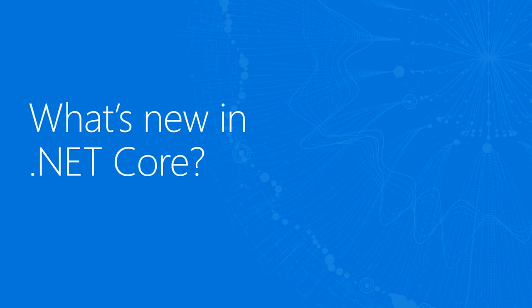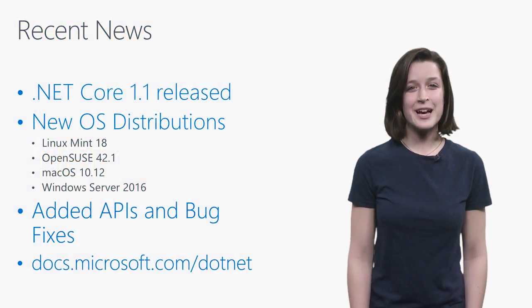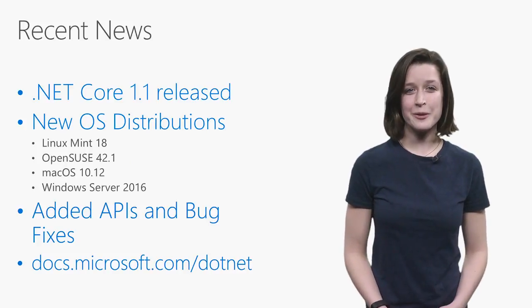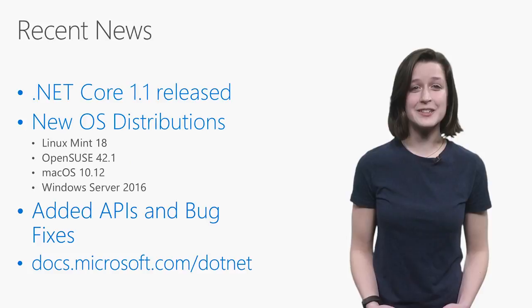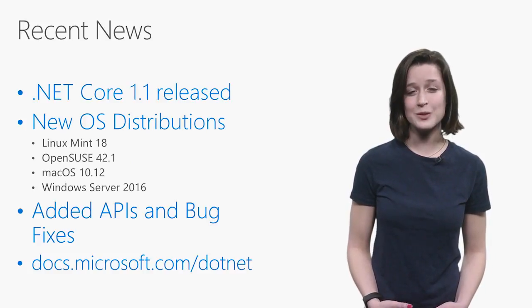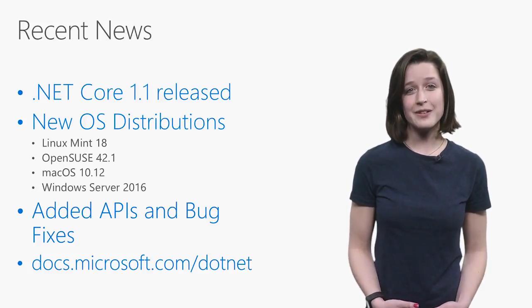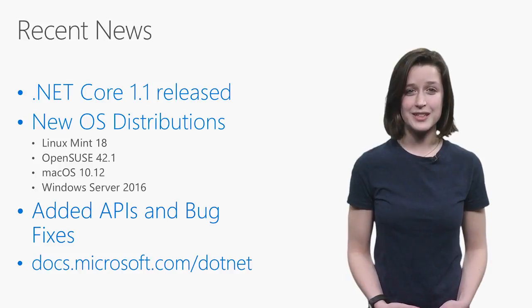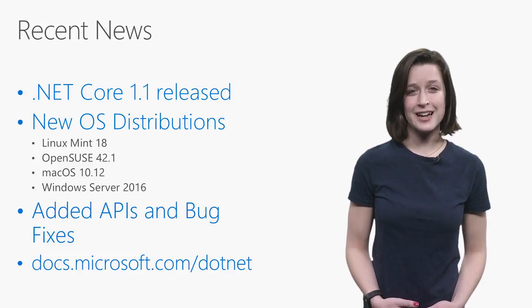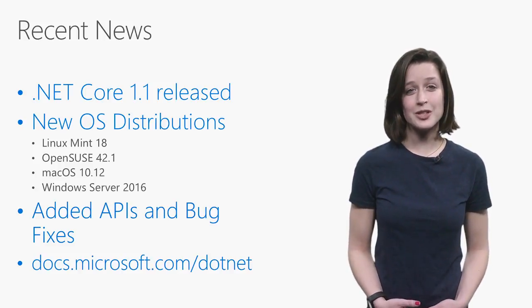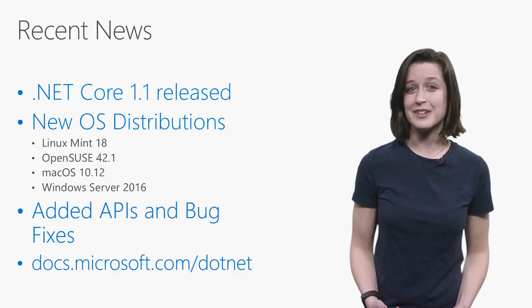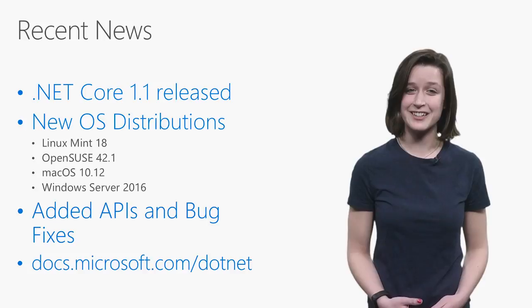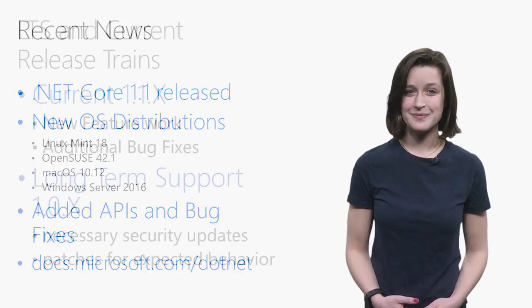So what's new in .NET Core? First, let's recap recent events. .NET Core 1.1 was released in November. It now runs on more operating systems, including Linux Mint 18, OpenSUSE 42.1, macOS 10.12, and Windows Server 2016. We added a few APIs and bug fixes. We also have a new Docs website, docs.microsoft.com. It's open source, meaning we accept and encourage content creation by the community.